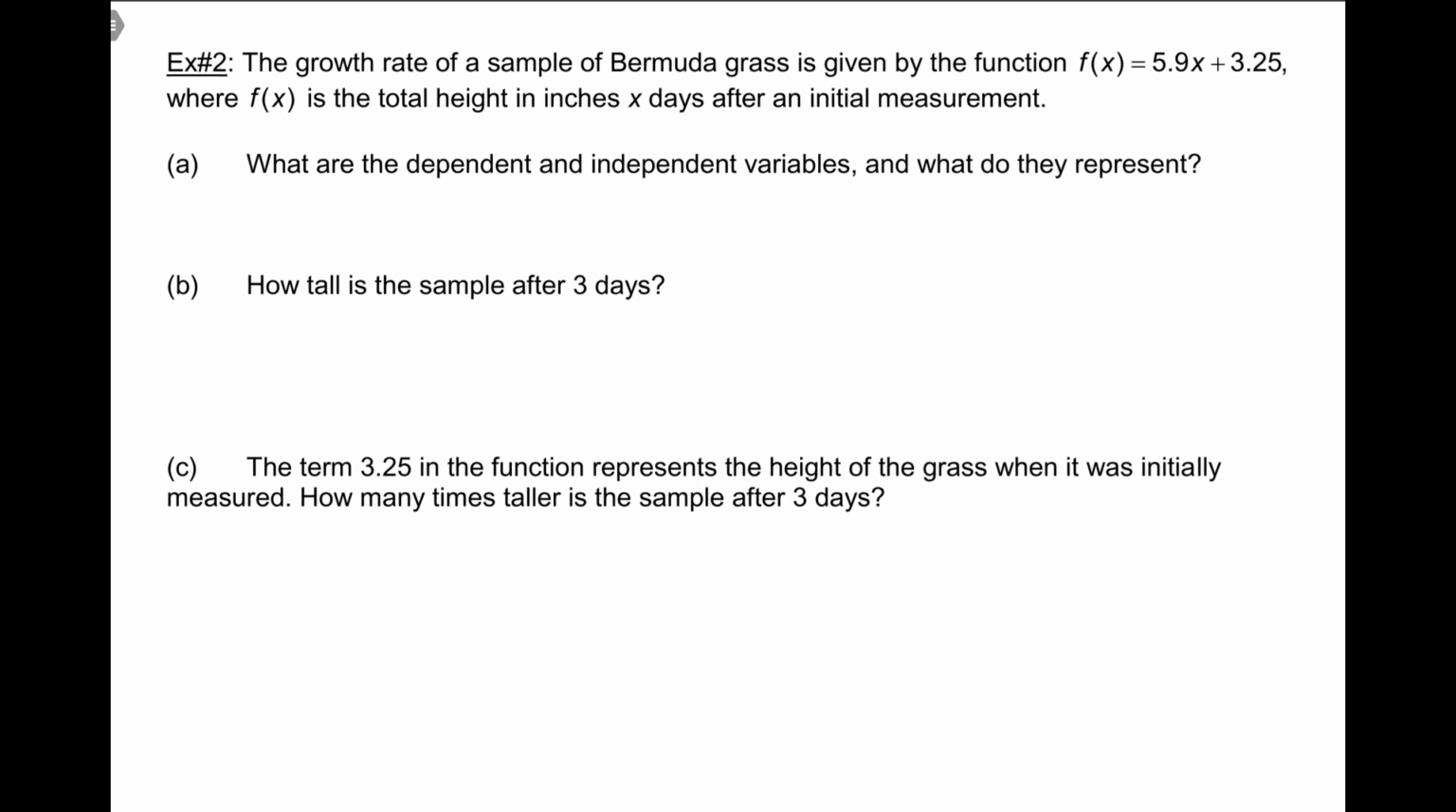Example 2, the growth rate of an example of Bermuda grass is given by the function f of x equals 5.9x plus 3.25, where f of x is the total height in inches, and x is days after the initial measurement. What are the independent and dependent variables? The dependent is going to be your f of x, your y value. This is going to be your height.